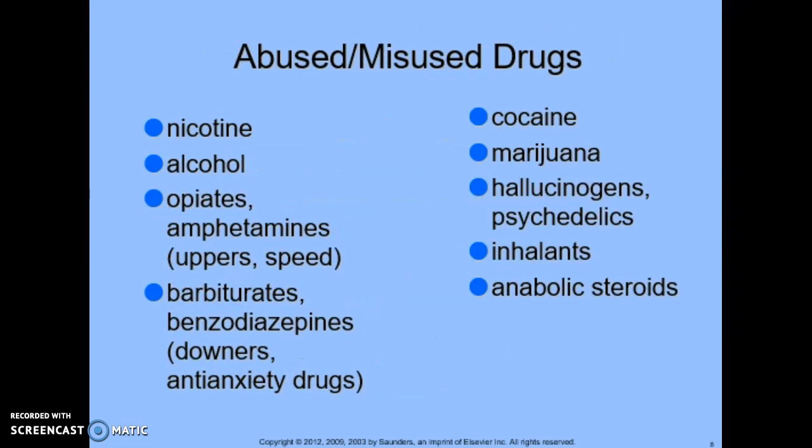These abused and misused drugs include nicotine, alcohol, opiates, amphetamines, which are uppers or speed, barbiturates, benzodiazepines, which are downers or they're used as an anti-anxiety drug, which you've already studied, cocaine, marijuana, hallucinogens and psychedelics, inhalants, and anabolic steroids.